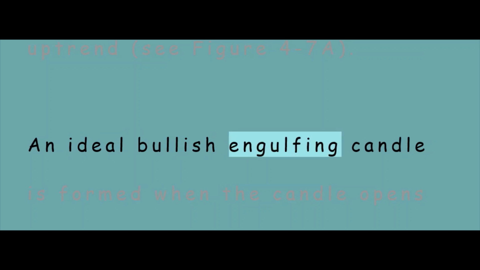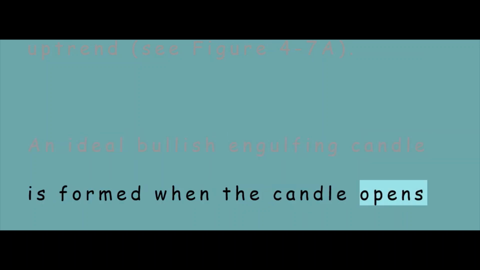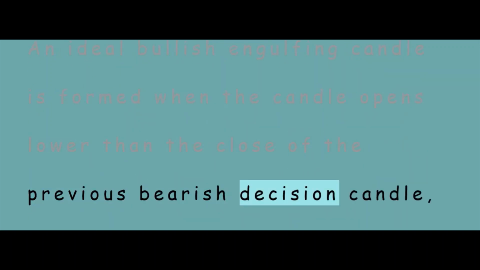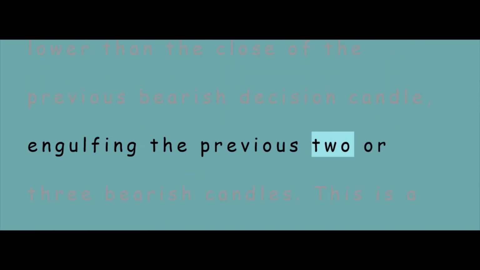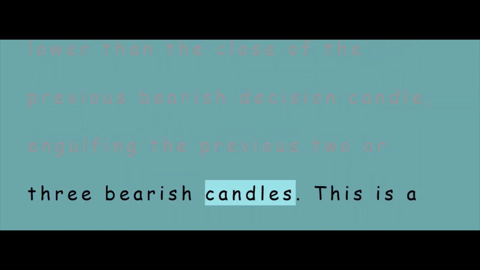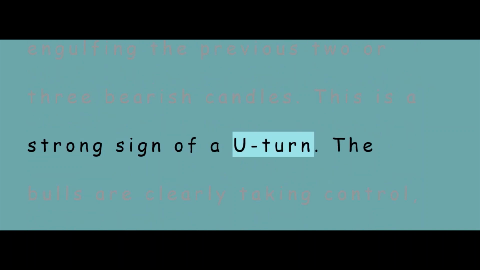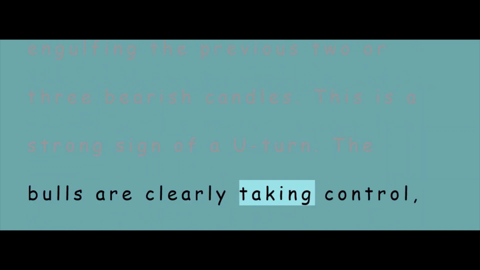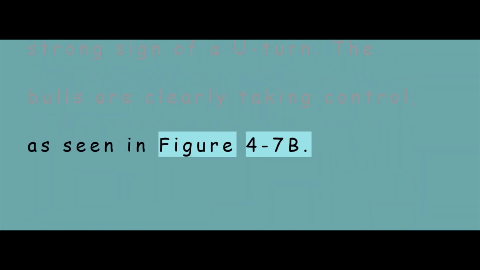An ideal bullish engulfing candle is formed when the candle opens lower than the close of the previous bearish decision candle, engulfing the previous 2 or 3 bearish candles. This is a strong sign of a U-turn. The bulls are clearly taking control, as seen in figure 47b.